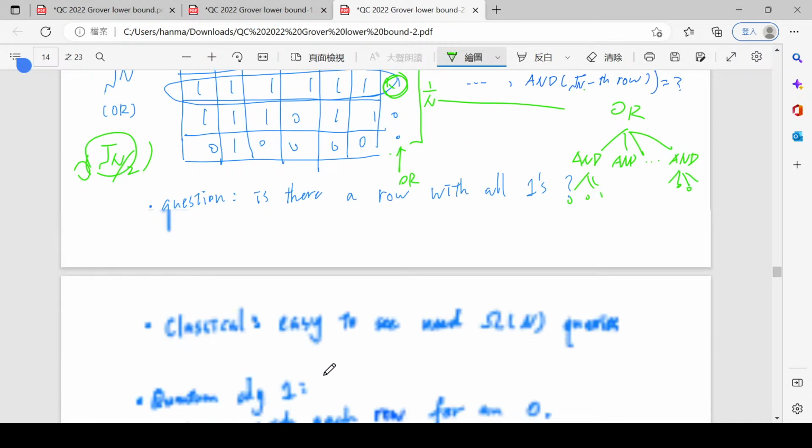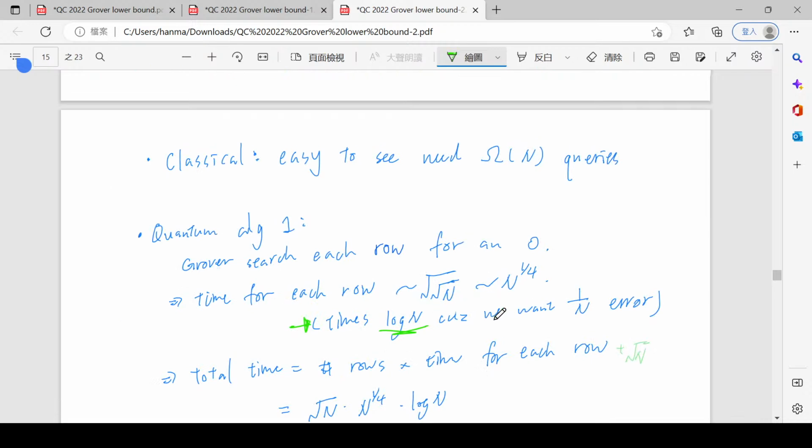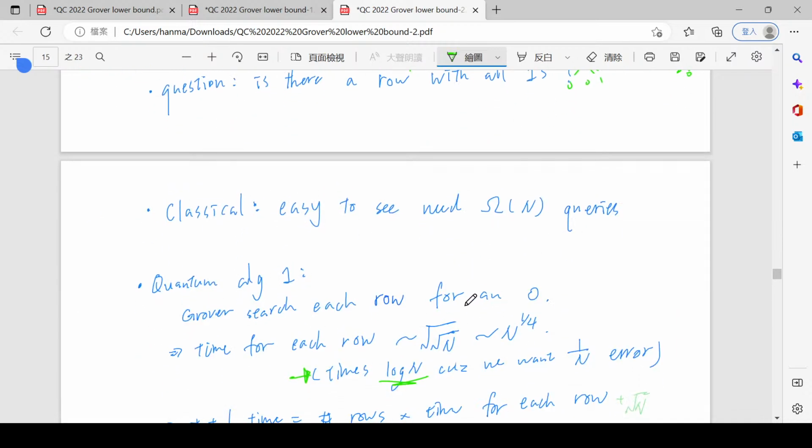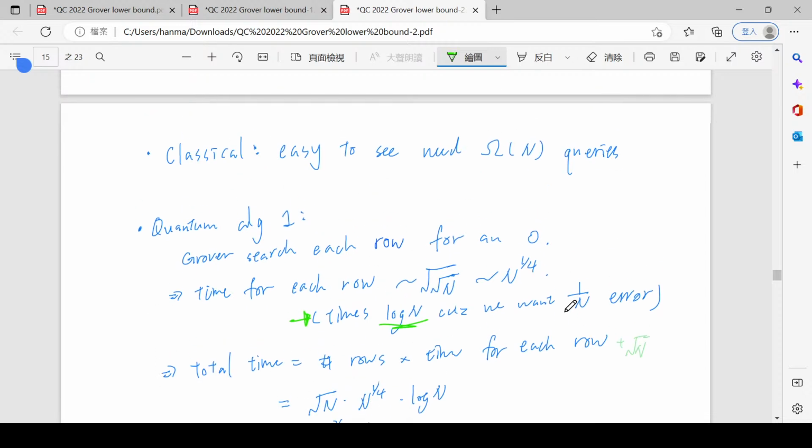So if you want this 1/n error, then you actually need to amplify your Grover search a bit, and you need to run things log n times. So the number of queries here is actually n to the 1/4 times log n.